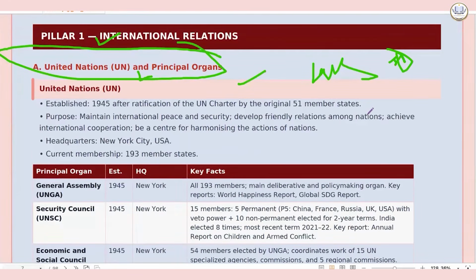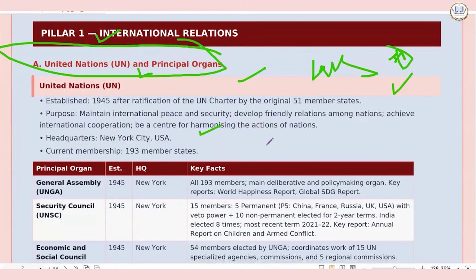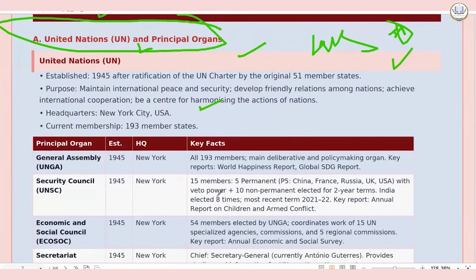Main idea was that there shouldn't be anything like World War II. No? There shouldn't be any World War III. And achieve international cooperation, be a center for harmonizing the actions of nations, so that there is not such friction in the future as well. The headquarters is in New York City, USA, and current members have grown from 51 to now 193.